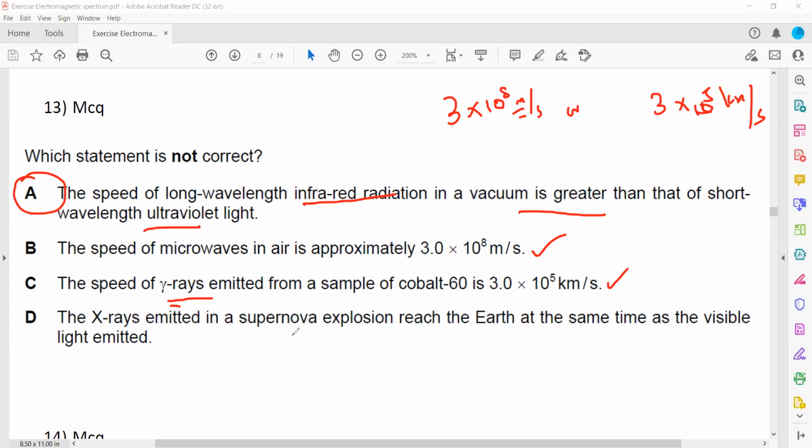An X-ray emitted by a supernova explosion reached the Earth at the same time as visible light. A supernova refers to an explosion which leads to the formation of multiple stellar objects. If it is emitting X-ray and visible light, both will come to us at the same time because they travel at the same speed. So this is the right statement, but in the question we want to identify the wrong statement. So A is the wrong statement. Is it clear? Question 13.